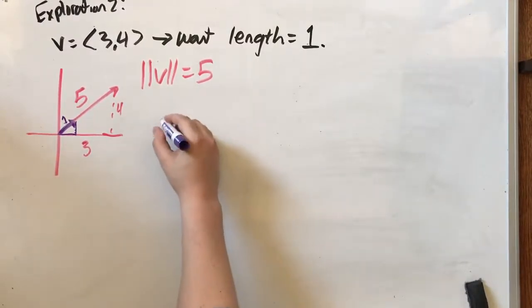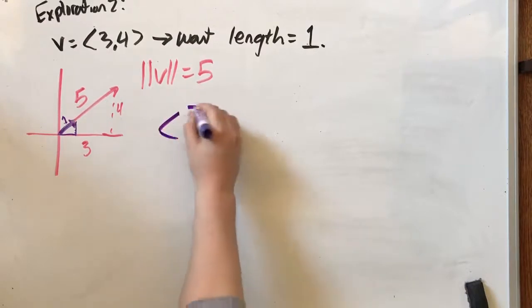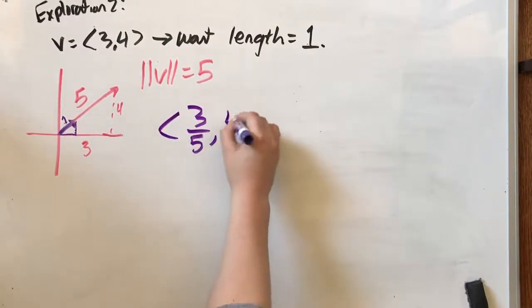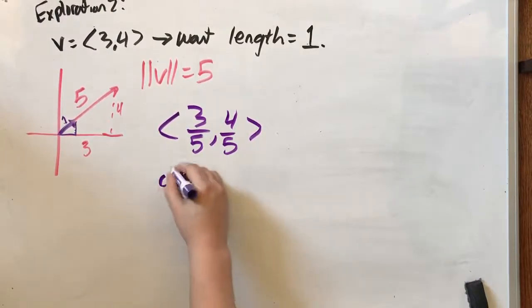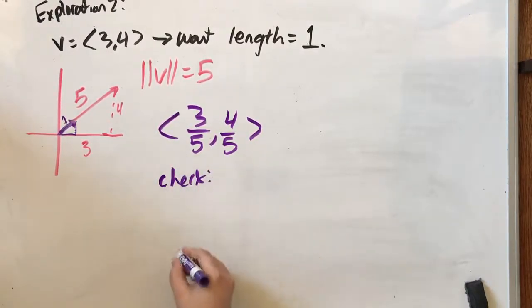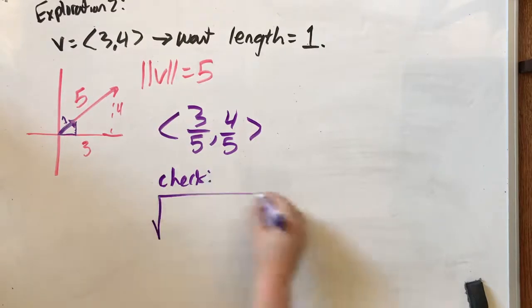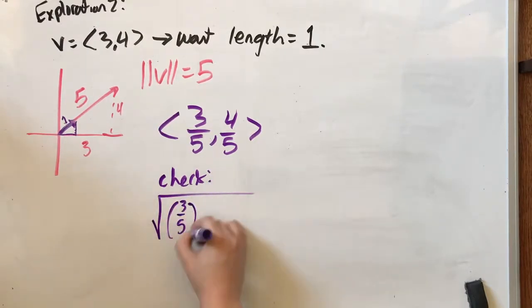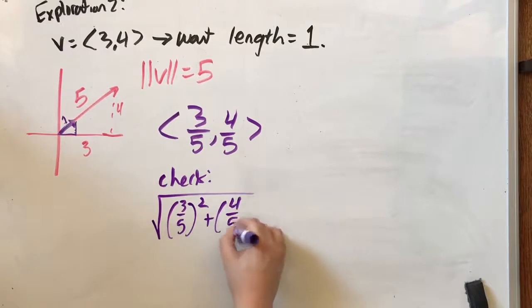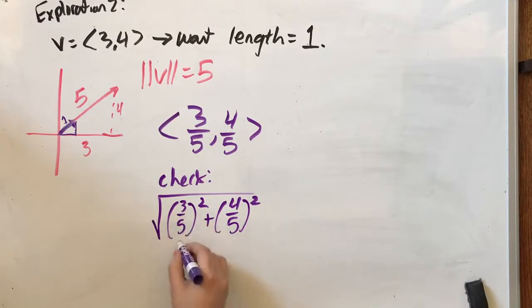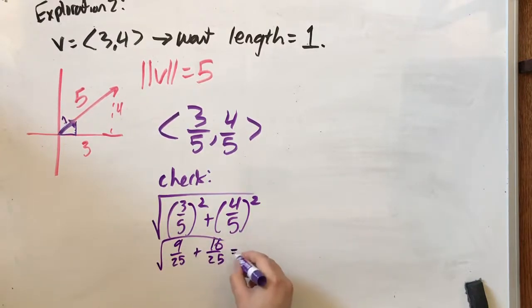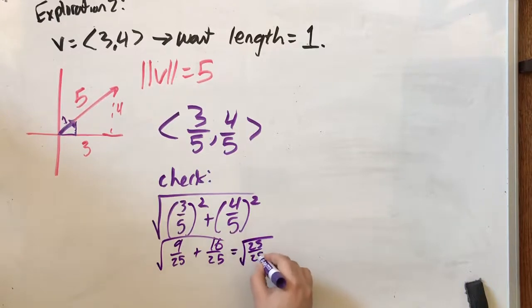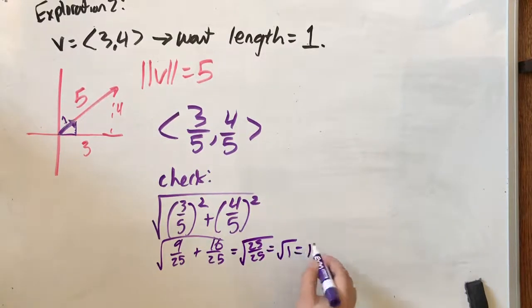So if I have this new vector, where I just divide each component by 5, this should have a length of 1. So I'm going to check, just to make sure that we're good here. I'm going to find its magnitude. So I'm going to do a big square root, 3/5 squared plus 4/5 squared. That's going to be 9 over 25 plus 16 over 25. 9 plus 16 is 25. So I get 25 over 25, which is 1, and the square root of 1 is 1.